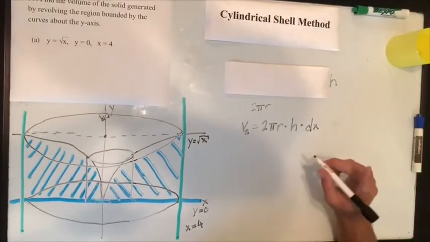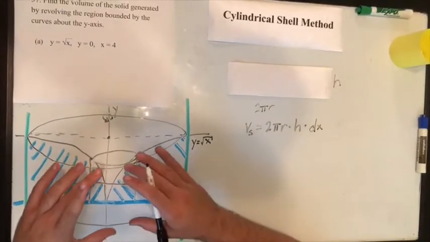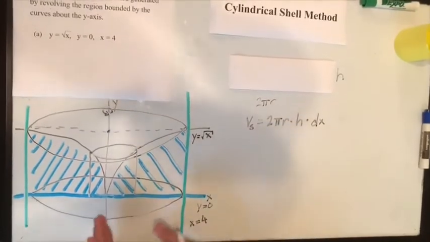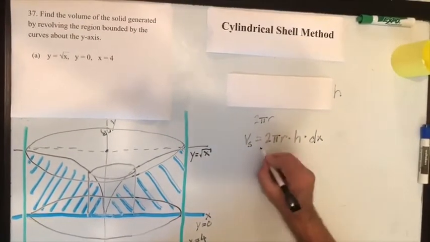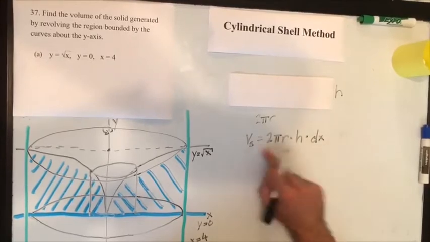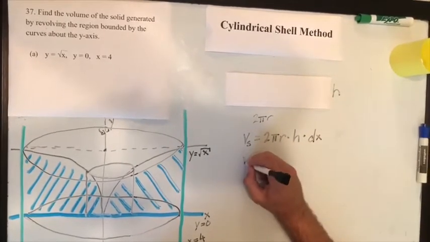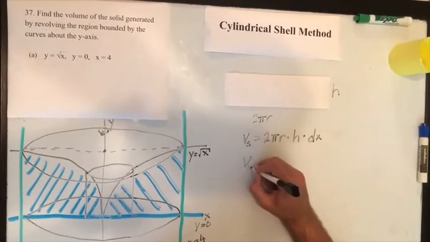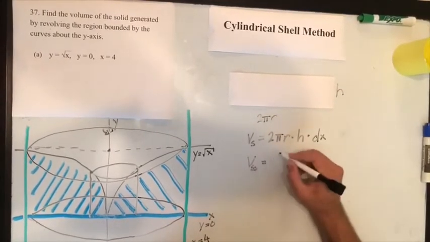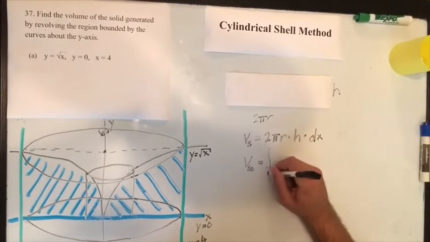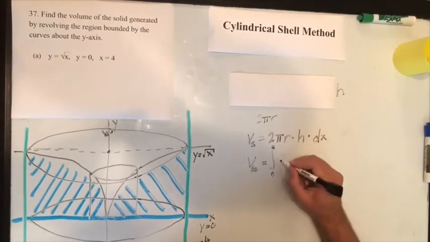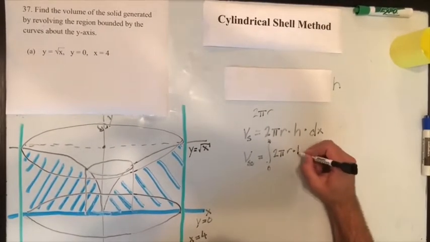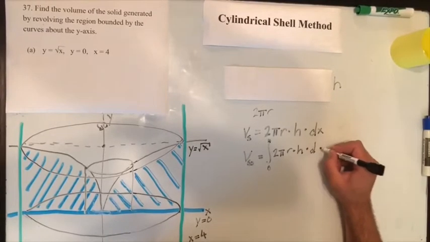Now, to find every single cylindrical shell added together, we must take the integral from 0 to 4 of our equation for the volume of the slab. So, volume of the solid equals integral 0 to 4 of 2 pi r times h times dx.